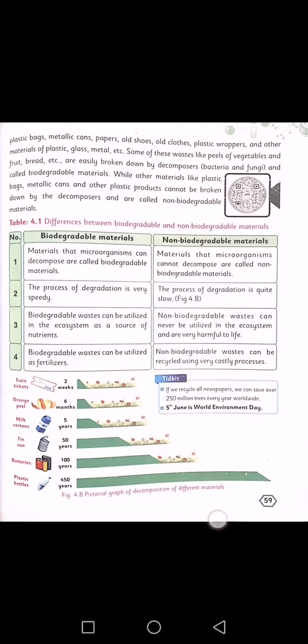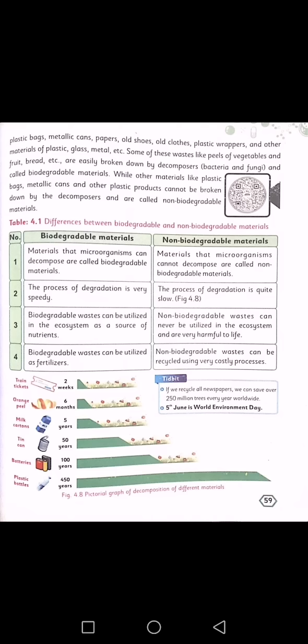Plastic bags, metallic cans, paper, shoes, old clothes, plastic wrappers and other materials of plastic, glass, metal, etc. Some of these wastes, like peels of vegetables and fruit, bread, etc., are easily broken down by decomposers, bacteria and fungi. Plastic bags, metallic cans and other plastic products cannot be broken down by the decomposers and are called non-biodegradable materials.